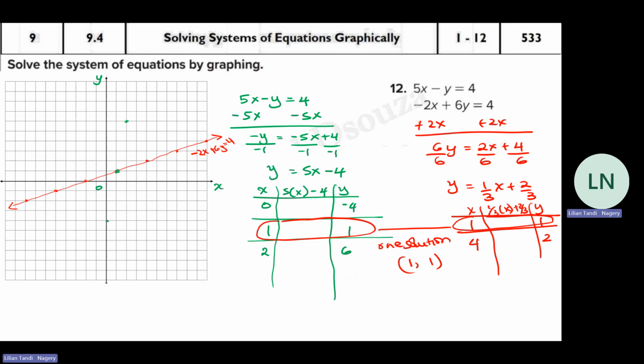Okay. 1 right, 5 up. I cannot do that. 1 left, 5 down. Okay. All right. So take your marker and you connect. Okay. All right. You write here one solution and your solution is (1, 1).